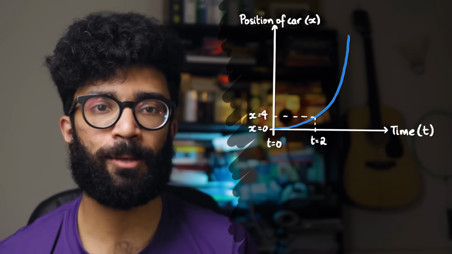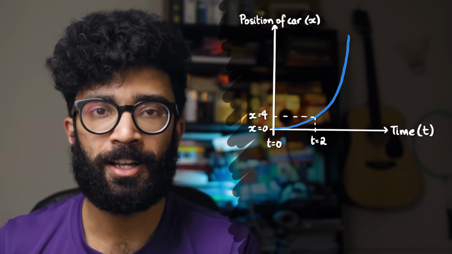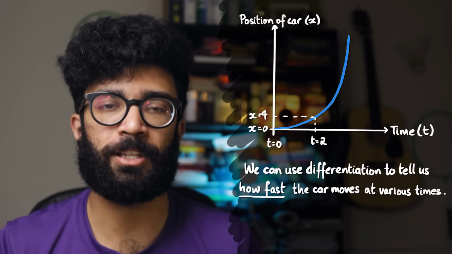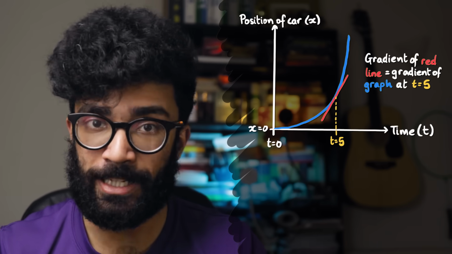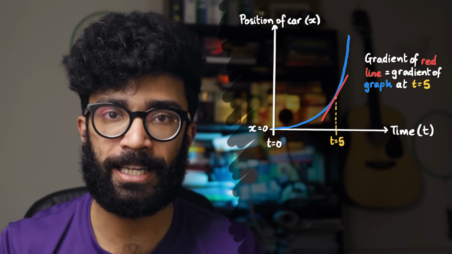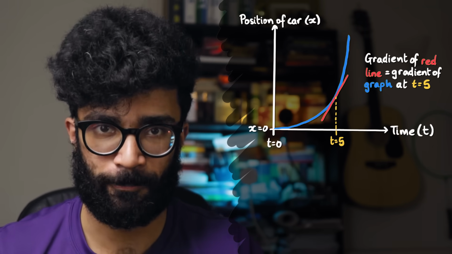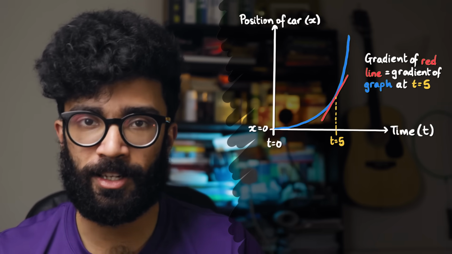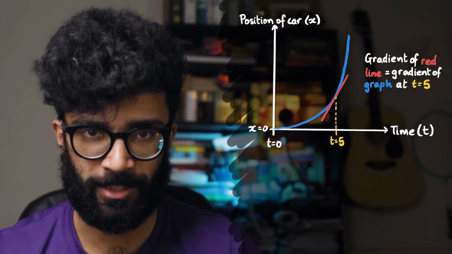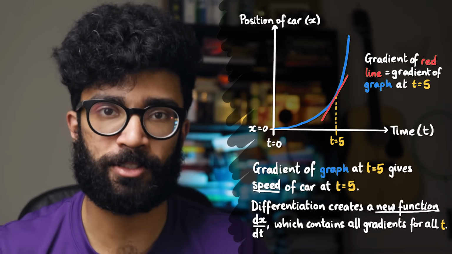But instead of just being able to tell what the car is doing in terms of how its position changes over time, we can use differentiation to tell us something about how fast the car is moving. Because specifically on this graph, the gradient or the slope of the graph at any point tells us the speed at which the car is moving at that point in time. In other words, if we were to find the gradient or slope of this graph at this point here, corresponding to t is equal to 5 seconds, then what we would find is the speed at which the car is moving at t is equal to 5 seconds.